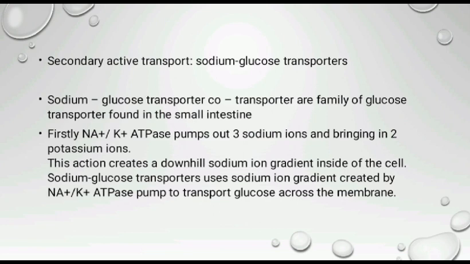Firstly, sodium-potassium ATPase pumps out 3 sodium ions and brings in 2 potassium ions. This action creates a downhill sodium ion gradient inside of the cell. Sodium glucose transporters use the sodium ion gradient created by the sodium potassium ATPase pump to transport glucose across the membrane.